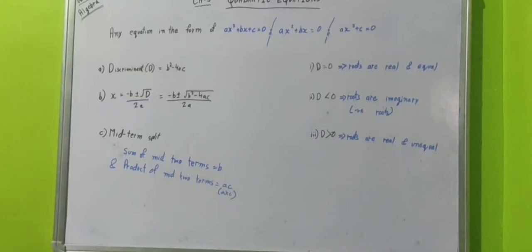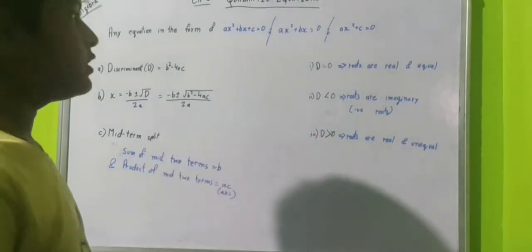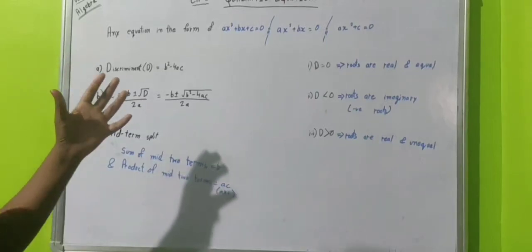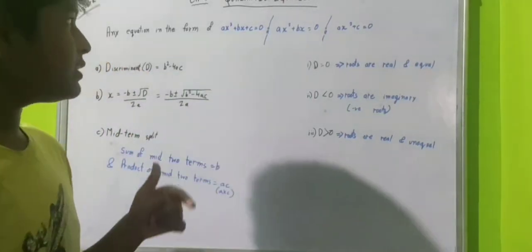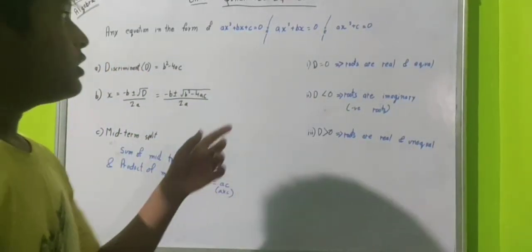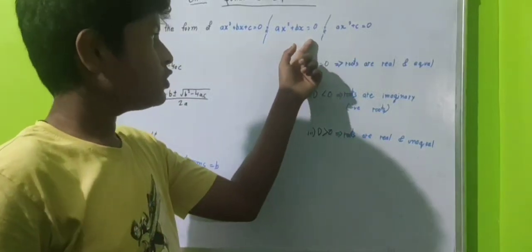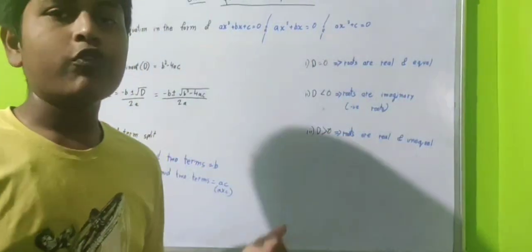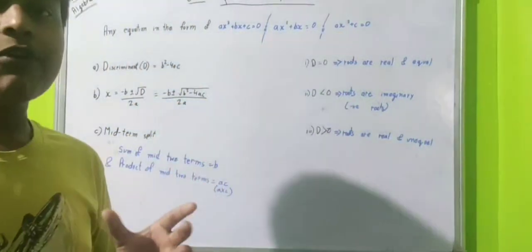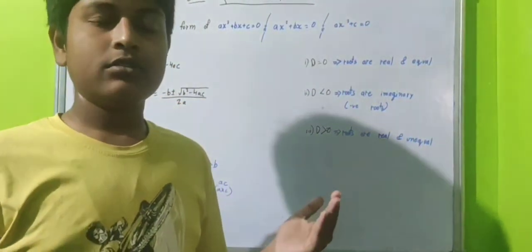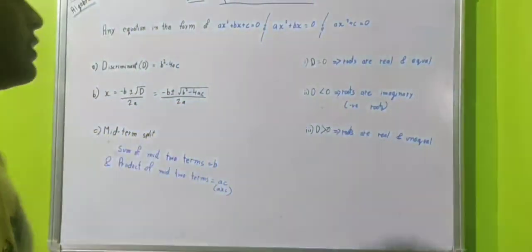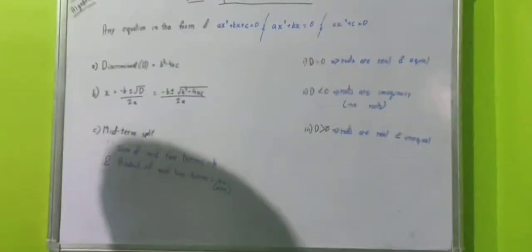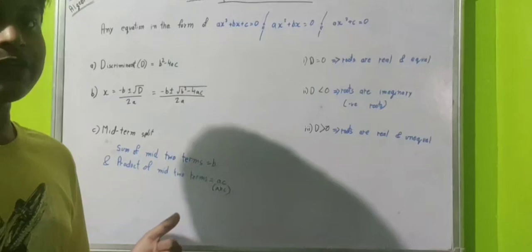So now we'll start with chapter 5, quadratic equation, unit 2, algebra. Any equation in the form of ax square plus bx plus c is equal to 0, or ax square plus bx is equal to 0, or ax square plus c is equal to 0, is called a quadratic equation. Means the highest power should be 2. Then it is called a quadratic equation. There are certain rules for solving a quadratic equation.